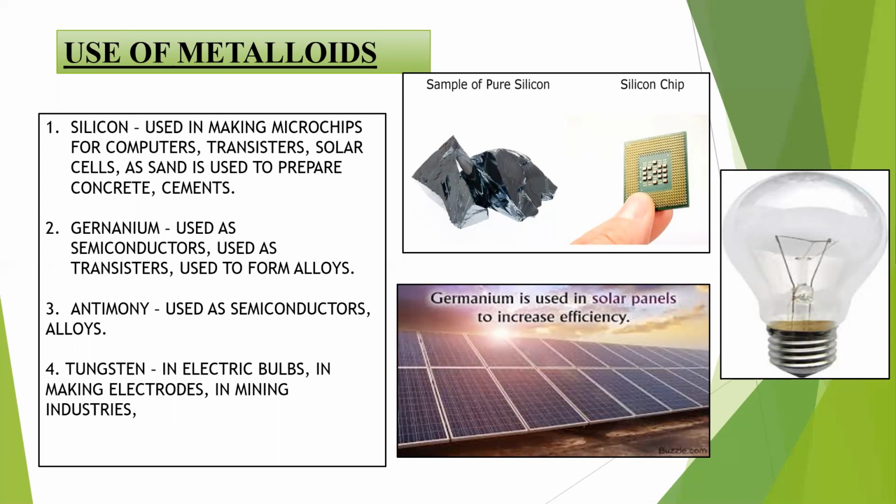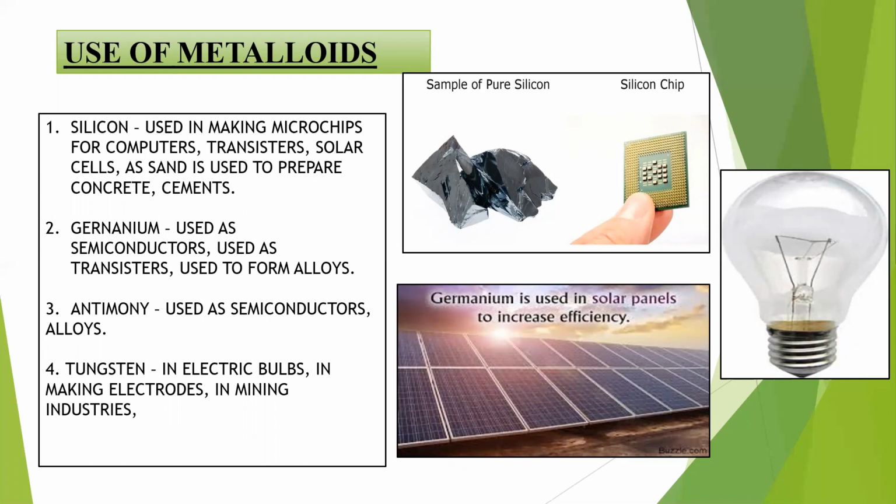Now, germanium is used as a semiconductor. It is used as a transistor in many electronic appliances when mixed with arsenic, gallium, and antimony. Germanium is also used to make alloys, and as a phosphor in fluorescent lamps. So many uses are there, students. You will learn only two uses from each of them. Only two uses.